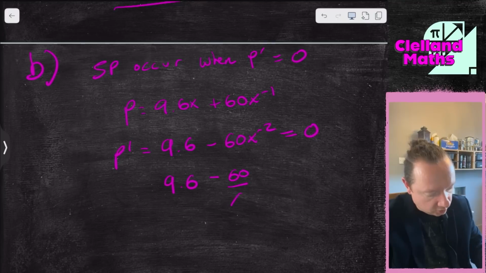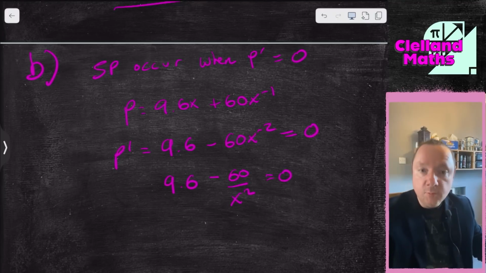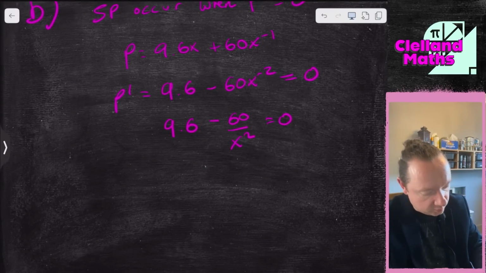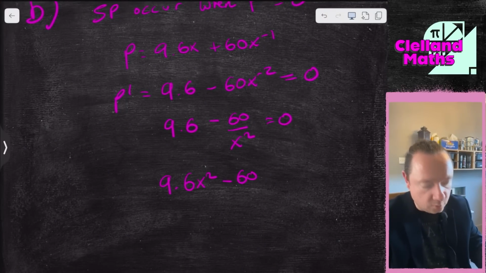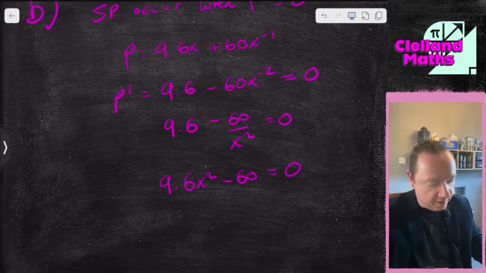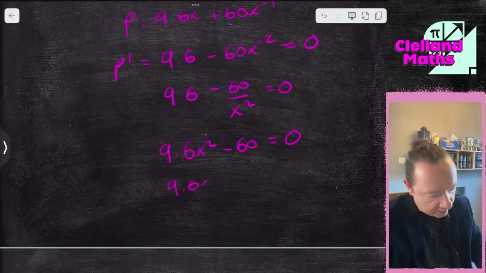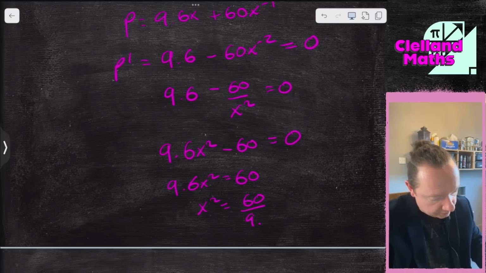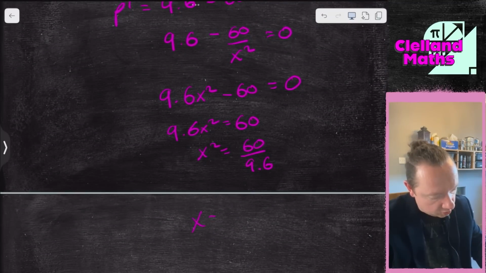There's a few ways to solve this, but what I usually like to do is just say that that's minus 60 over x squared, and then just times both sides by x squared. So that gives me 9.6x squared, minus 60x squared over x squared, so it's gone, equals 0 times x squared. And then I can solve that. 9.6x squared equals 60. So x squared is 60 over 9.6. So x is the square root of 60 over 9.6.